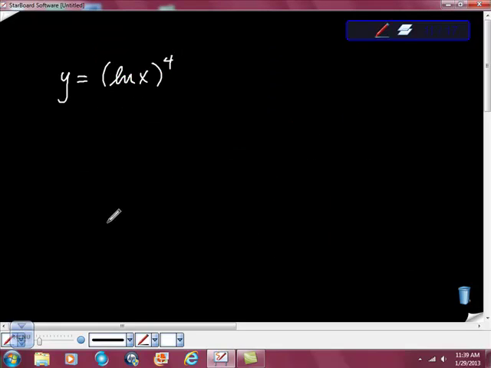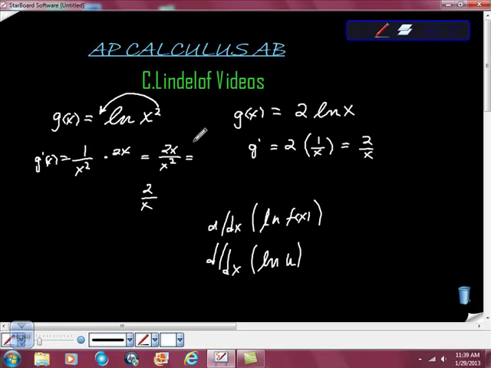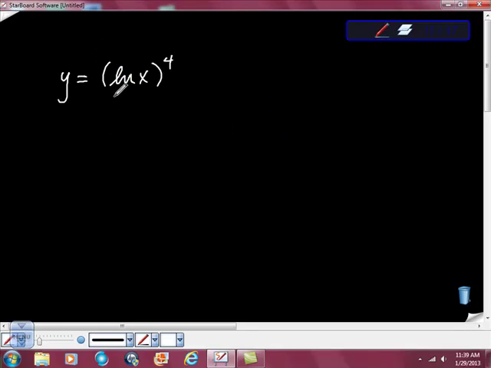Let's go on. So here's our second question. Take a look at this question and this one and see how they're different. Here we're taking the quantity ln of x to the fourth power. So we have ln of x times ln of x times ln of x times ln of x, don't we? If you want to break it out that way, you could certainly do that. I'm not sure that I would.